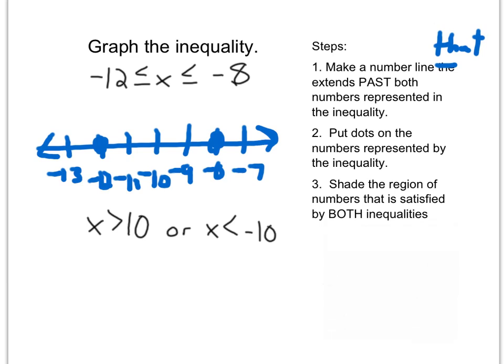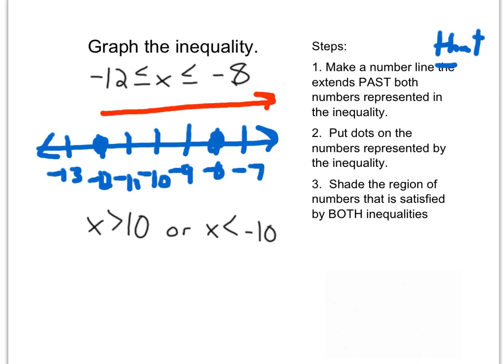Now, step 3 says to shade the region of numbers that is satisfied by both inequalities. Well, negative 12 is less than or equal to x. So that means x has to be bigger than negative 12. So that means I would need to shade this way for this inequality. I'm going to shade toward the bigger numbers. I'm going to actually do that here. Let's get a different color. So I would shade this way for that inequality.